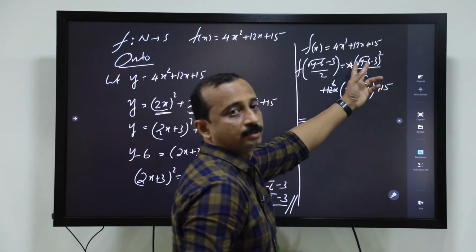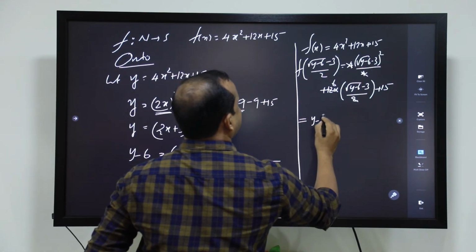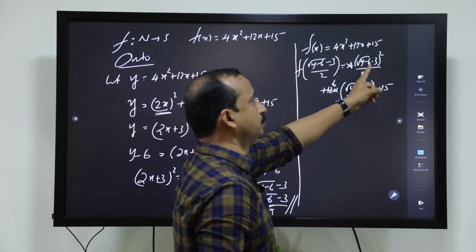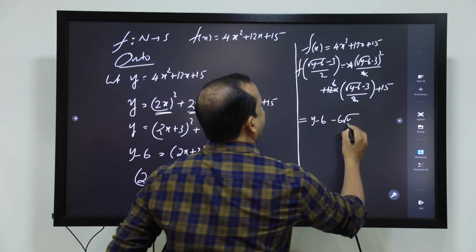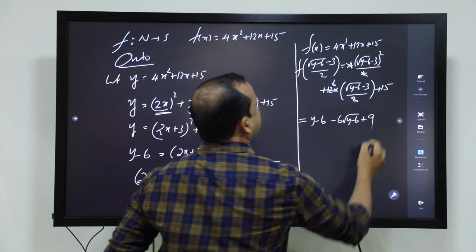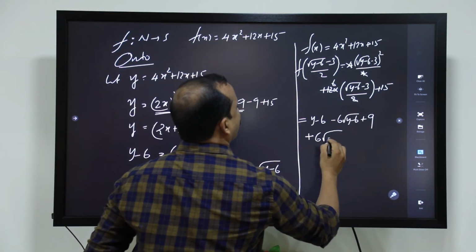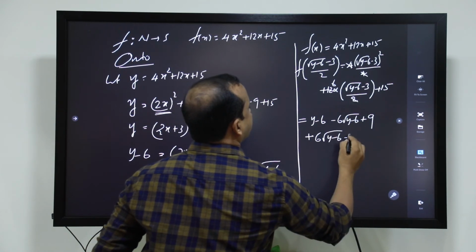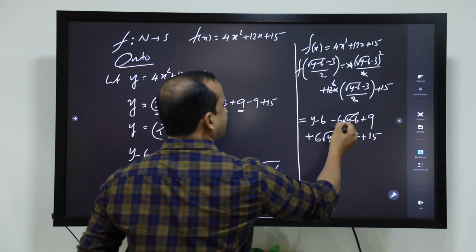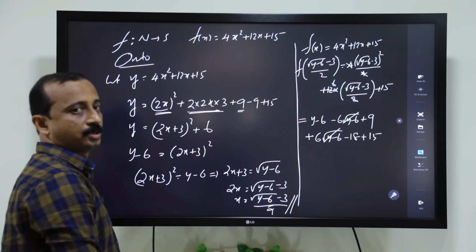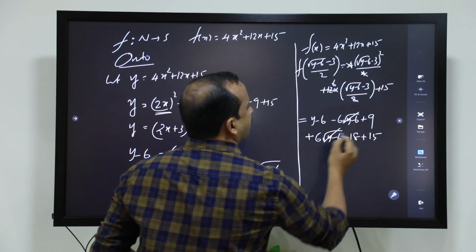Now expand using (a minus b) the whole squared. Root of y minus 6 the whole squared is y minus 6, minus 2ab, 2 into root of y minus 6 into 3, that is minus 6 into root of y minus 6, plus 3 squared is 9. Plus, now multiplying with the 6, 6 into root of y minus 6, and 6 into minus 3 is minus 18, plus 15. Here minus 6 root of y minus 6 and plus 6 root of y minus 6 cancel. Here minus 6 minus 18.